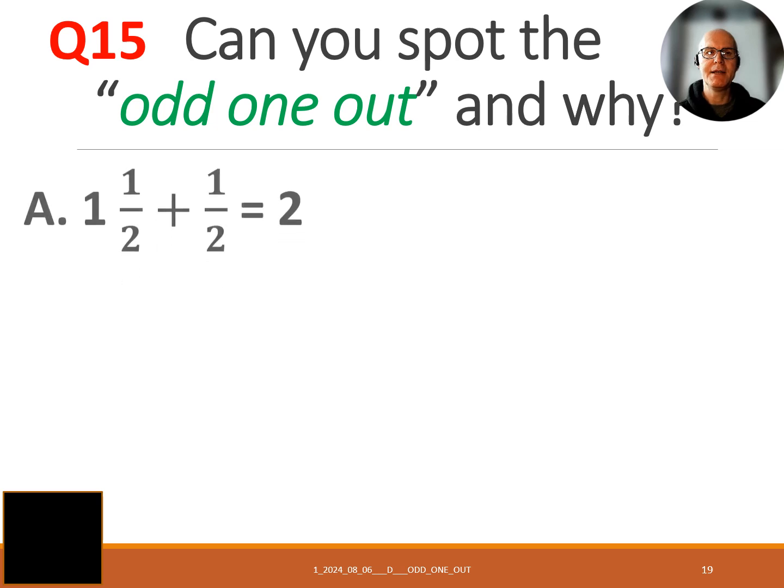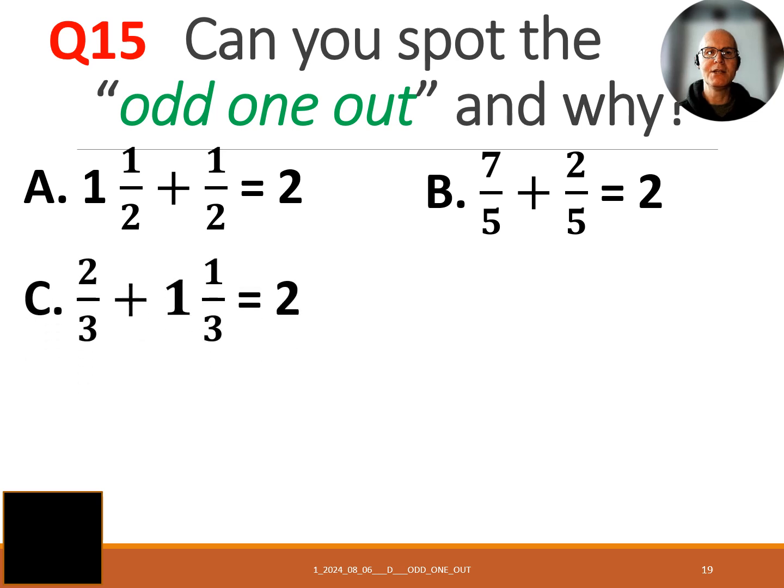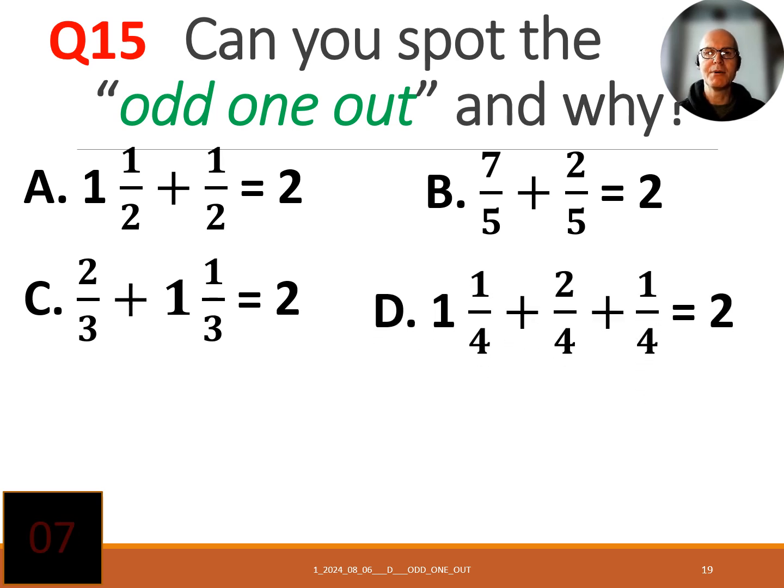Question 15. A, 1.5 plus a half equals 2. B, 7/5 plus 2/5 equals 2. C, 2/3 plus 1 1/3 equals 2. And D, 1 1/4 plus 2/4 plus 1/4 equals 2. What's the odd one out from these 4 sums using fractions?